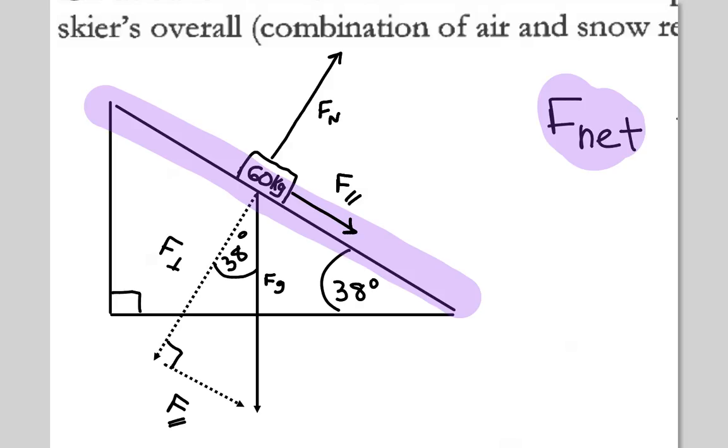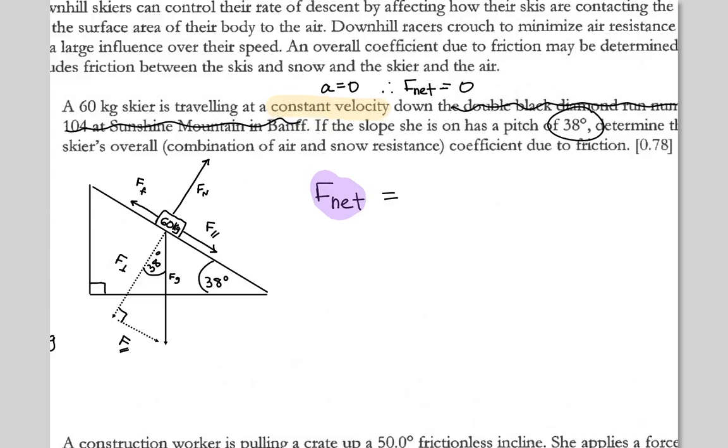What's stopping you from going down? Force of friction. What size do we draw the force of friction? Equal. Why? Constant velocity. Good.